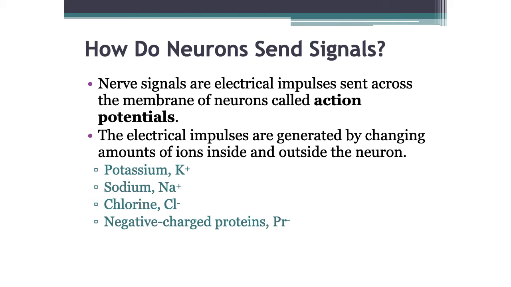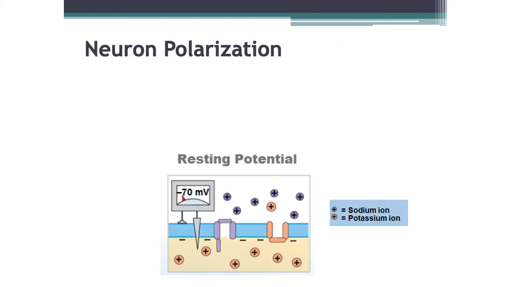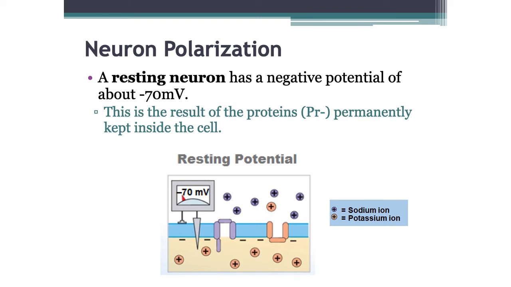Electrical impulses are generated by changing amounts of ions inside and outside. So we have potassium, sodium, chlorine, and negatively charged proteins. Now, if we look at the next slide, a resting neuron has a negative potential of about 70 millivolts. This is the result of proteins permanently kept inside the cell. So you see right there, you have the sodium ions and the potassium ions on opposite sides.